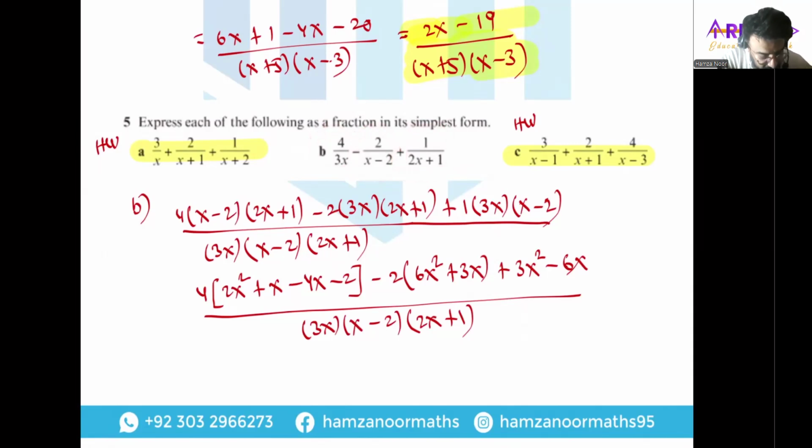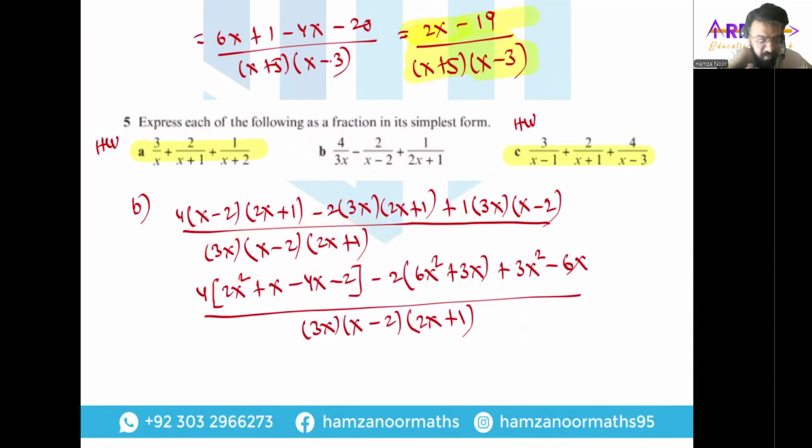First of all, we can see that here we have three distinct factors, meaning three distinct expressions in which there is no common factor between these three. Nothing is repeating. There is no factor which is being exactly repeated. So obviously, the LCM would be the product of these three expressions. So 3x into x minus 2 into 2x plus 1, this will be the LCM.